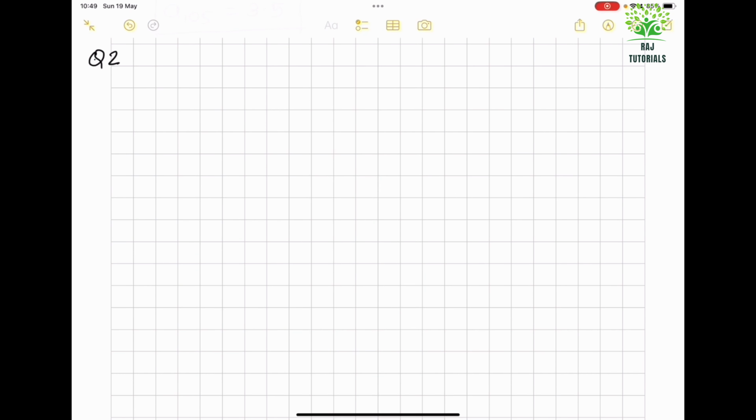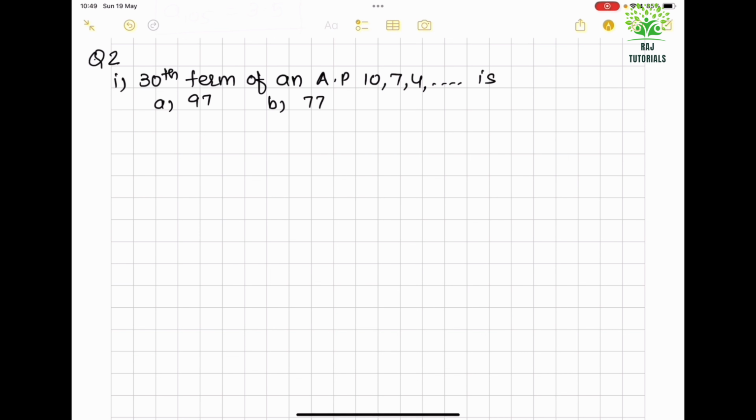Choose the correct choice in the following and justify. The first one is: the 30th term of an AP, 10, 7, 4, is. Option A is 97, B is 77, C is minus 77, D is minus 80. So how can I do it?